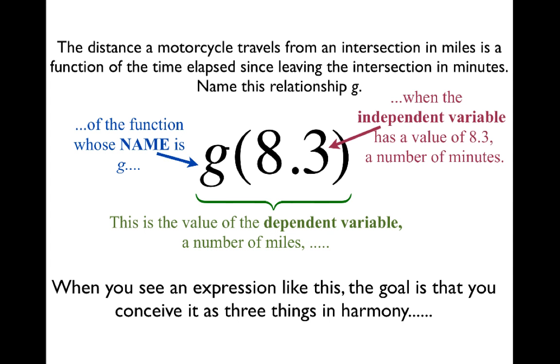So G of 8.3 is a number of miles. Which number of miles is it? It's the number of miles the motorcycle is from the intersection 8.3 minutes after the motorcycle left the intersection.